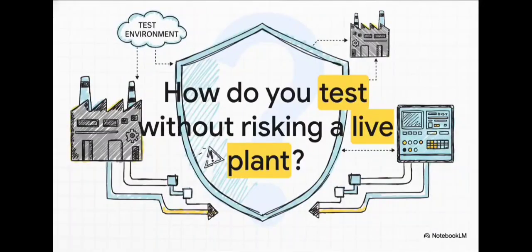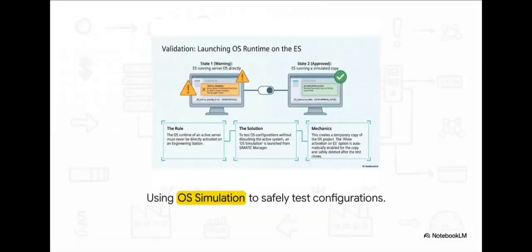So, with everything configured, completely secure, and seemingly ready to go, we're left with one massive, really high-stakes question. How do you actually validate this incredibly intricate architecture without accidentally crashing the active live plant servers? Well, the golden rule is that you never, ever activate the OS runtime of an active server directly on your engineering station. The solution is OS simulation. This launches a totally isolated temporary testing copy.